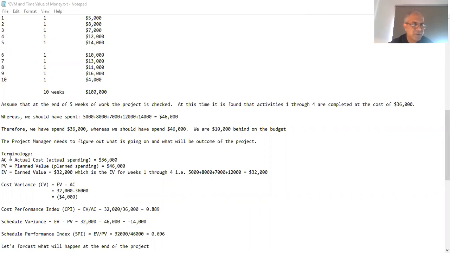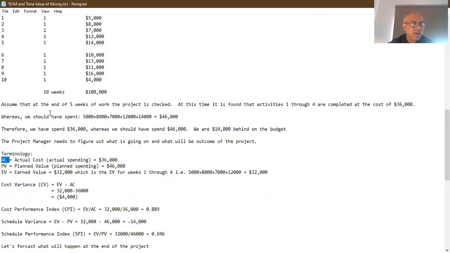So let's get back to the terminology, right? We are checking at the end of week five. We should have done 5 weeks' worth of work, and it should have cost us $46,000. But the actual assumed spending, because we don't have a real project in front of us, is that we actually ended up spending $36,000 on this work that we have done, right? So the actual spending that we have incurred so far is $36,000.